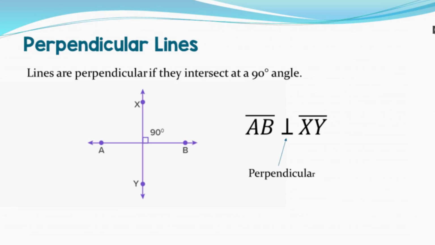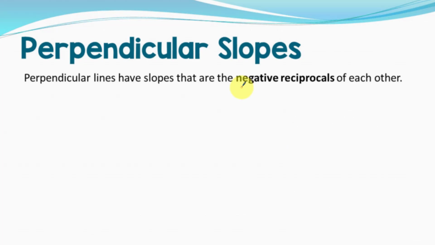All right, perpendicular lines look like this picture, and they will always meet at a 90-degree angle. And our symbol for perpendicular looks like an upside down T, and that is our indicator for perpendicular lines. So 90-degree angle, and the slopes of perpendicular lines are always the opposite reciprocal of each other, or negative reciprocal. I like to say opposite because you could have a negative slope and then the reciprocal would be opposite of that. So let's take some examples.